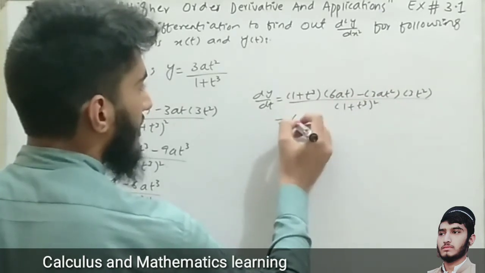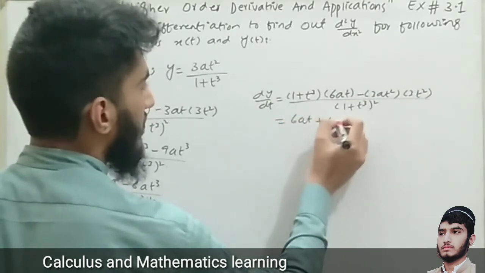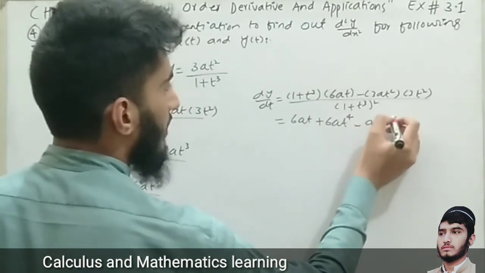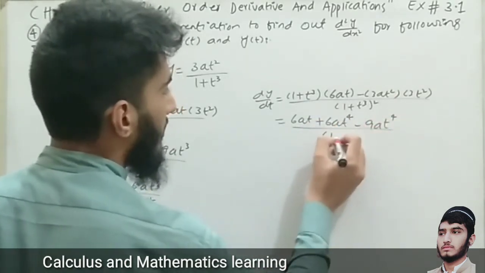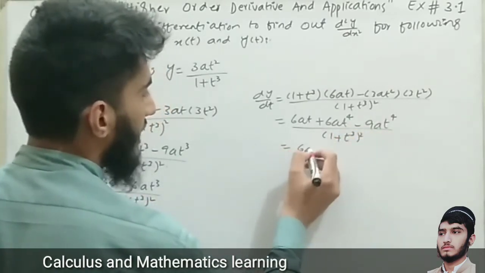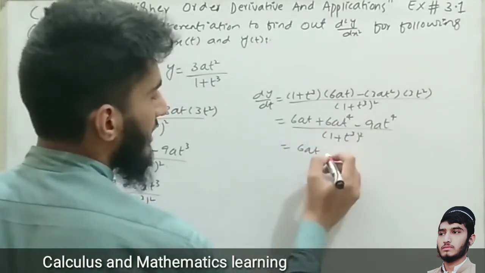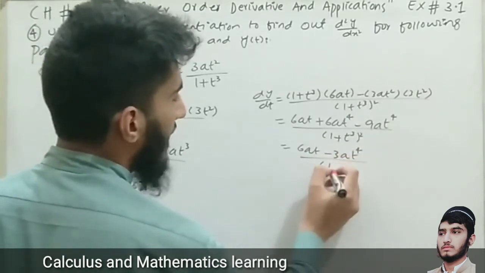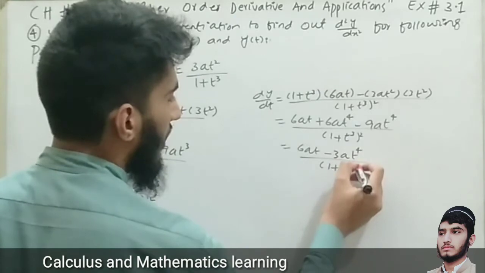Now after simplification: 6at plus 6at^4 minus 9 times at^4, divided by (1 plus t cube) whole square. After simplification it will give us 6at^4 minus 9at^4, which gives minus 3at^4, divided by (1 plus t cube) whole square.